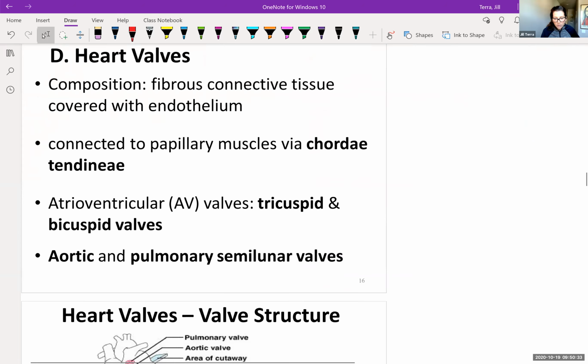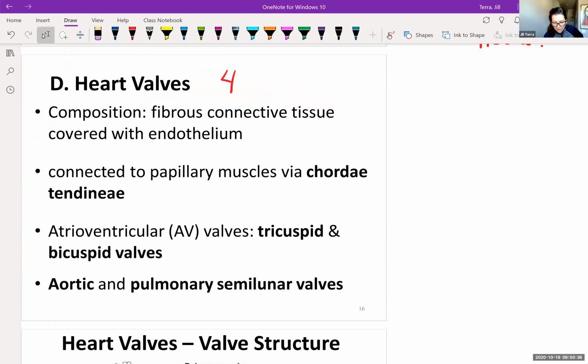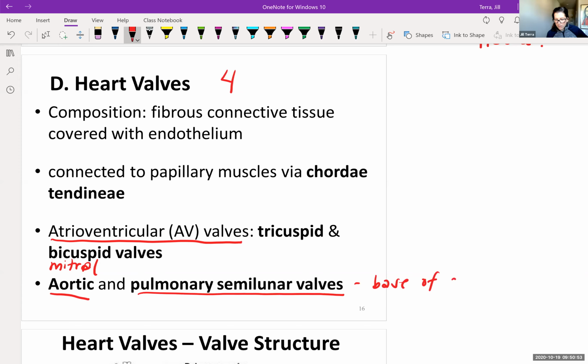Let's look at heart valves a little bit. So heart valves, right? There's 4 different valves. Remember, there are the 2, what we call atrioventricular valves, which is the tricuspid and the bicuspid or mitral valves, right? And then there are the aortic and pulmonary semilunar valves, right? That are at the base of those arteries, right? Okay, so in general, these are made up of a fibrous connective tissue with endothelium, so simple squamous epithelium coating over them. Okay, so they are coated in epithelium.